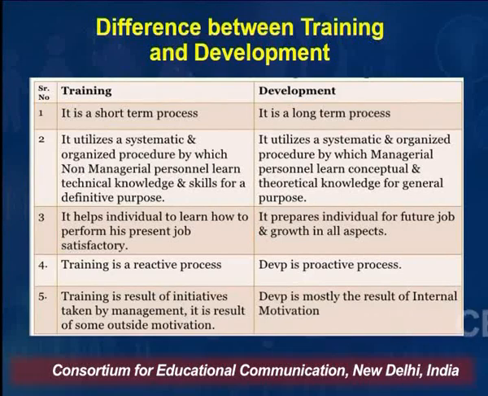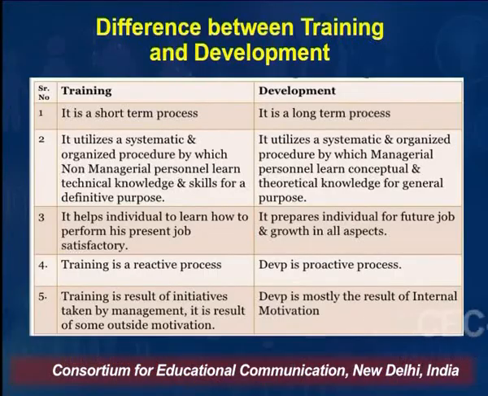Secondly, training utilizes a systematic and organized procedure by which the non-managerial personnel learn technical knowledge and skills for a definitive purpose. Here you can find some key words that need to be understood clearly. First of all, it is a systematic and organized procedure. Number two, it is applicable for non-managerial people. And number three, it has a definitive purpose. The definitive purpose is to impart knowledge and skills.